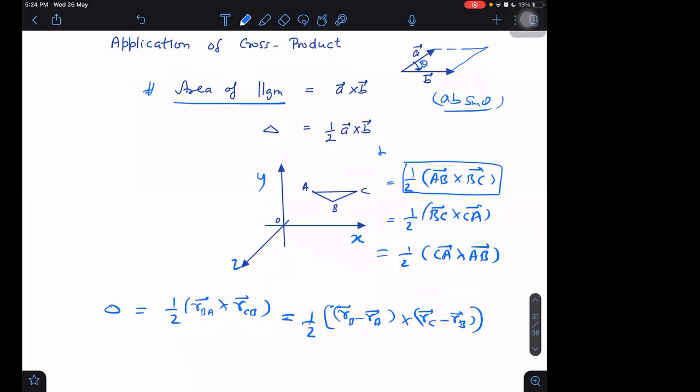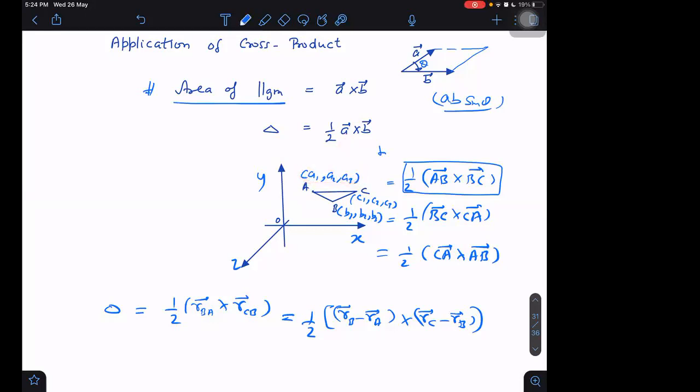Some students in hurry, they commit mistake. What they think? If I give you the coordinates, I have asked it many times from these students, and they will be committing this common mistake: A1, A2, and A3 are the coordinates of A point. Similarly, B1, B2, B3 are the coordinates of B point, and similarly for C, C1, C2, C3. When I ask this question, they are in hurry. They directly apply this formula. They assume that A vector is nothing but A1 i cap plus A2 j cap plus A3 k cap, and that is mistake. A vector is not this.